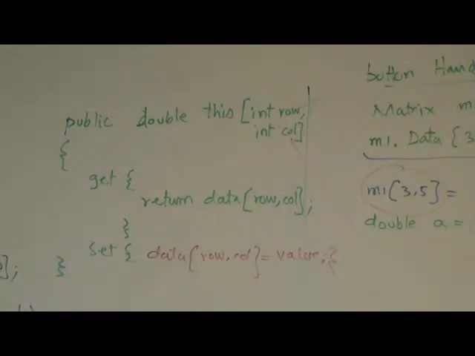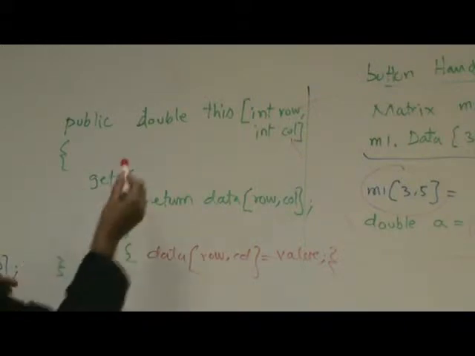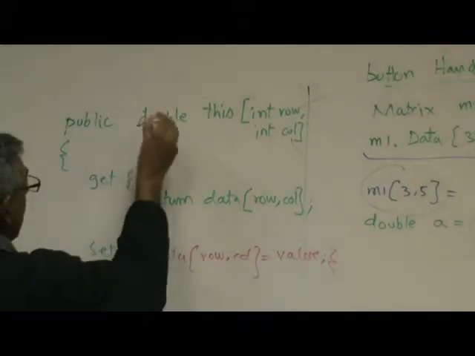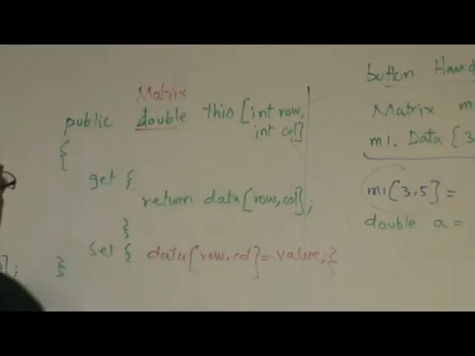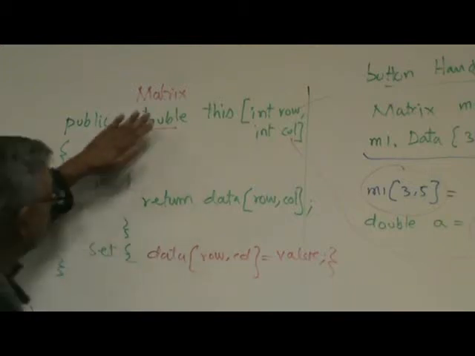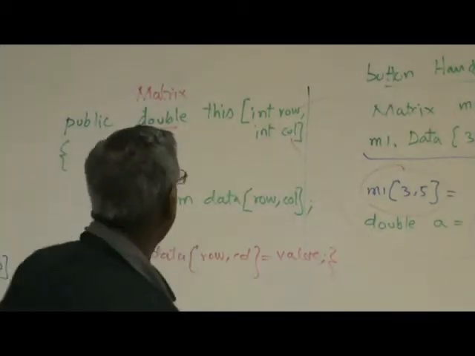Okay, so anyway, once I go to the computer, I can verify whether this should be double or whether this should be matrix. Public matrix, let me see. Row, column. Okay, I'll go to the computer and verify that in a few minutes, but anyway.